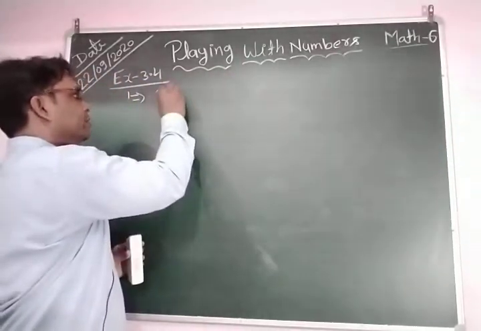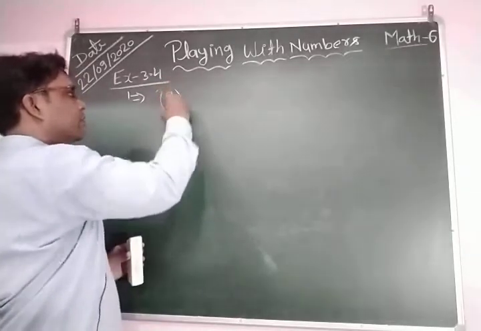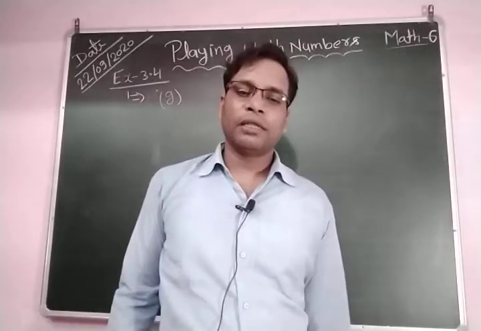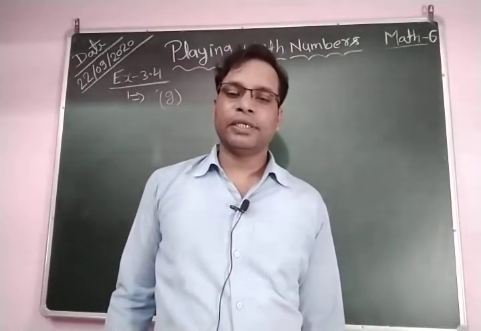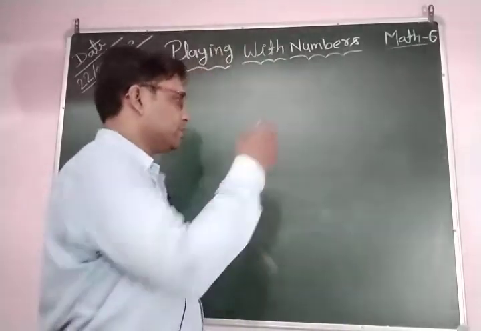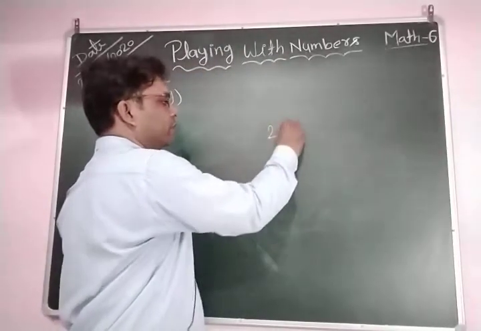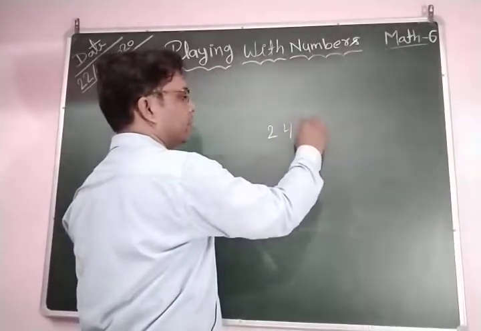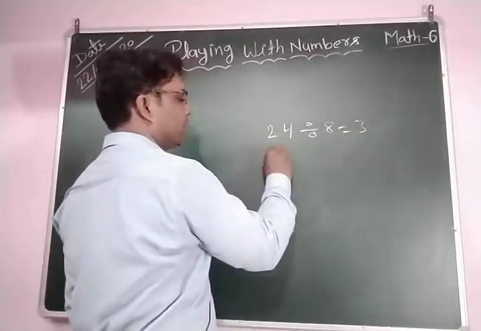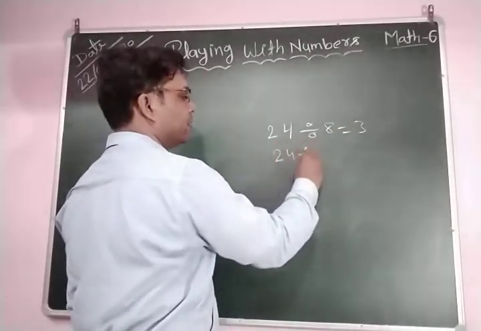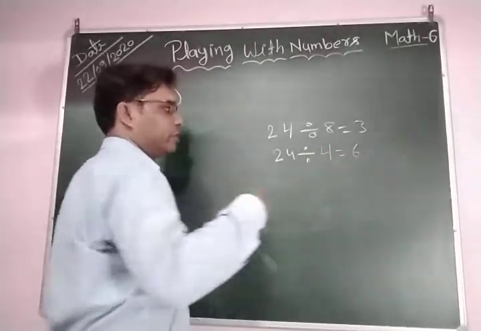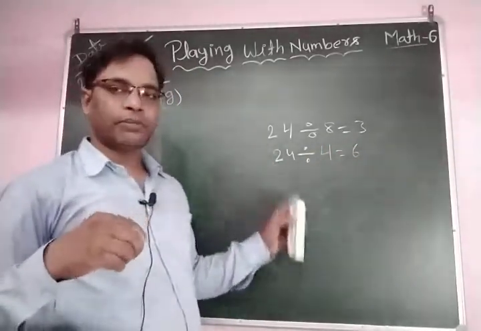G part. What is G part? G part is that all the numbers which are divisible by 8 must also be divisible by 4. So let's see some examples. If you take 24, it is divisible by 8 three times, and 24 is also divisible by 4, six times. So this is true according to this example.